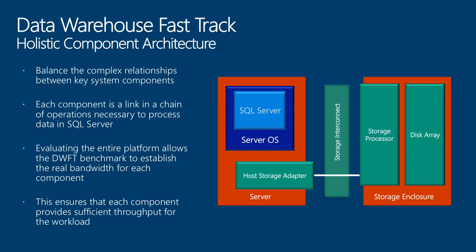Data Warehouse Fast Track Benchmark evaluates the entire platform as a whole to establish the real bandwidth for each system component. This component-level evaluation ensures that each component provides a sufficient throughput for the entire data warehouse workload. If any component is underconfigured, the overall system performance will be compromised. This evaluation methodology also prevents overspending on a component that is overpowered for the rest of the configuration.